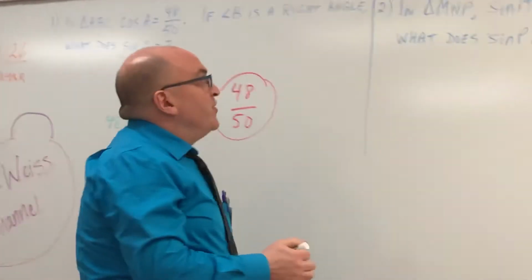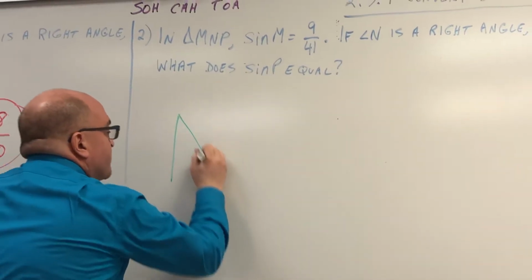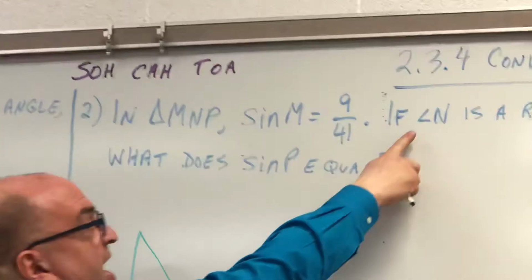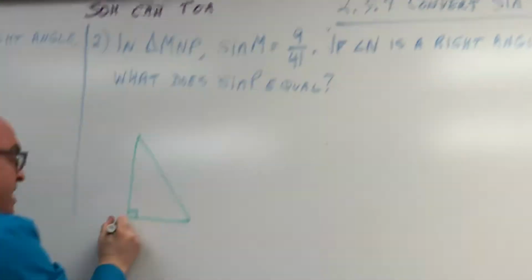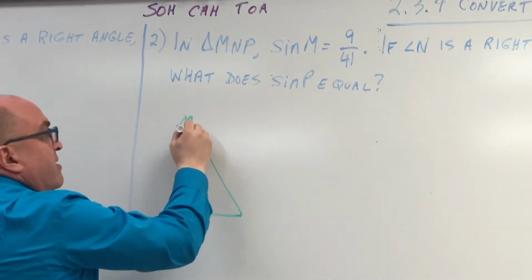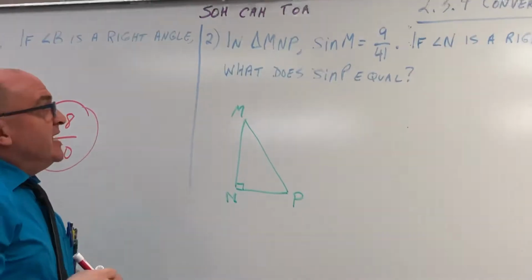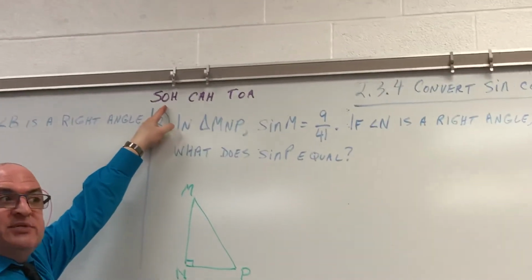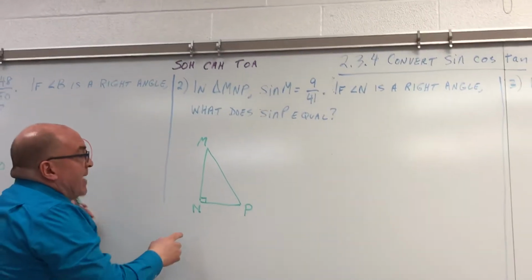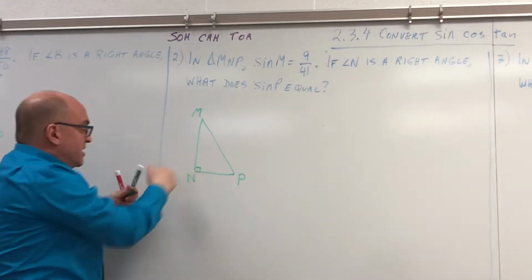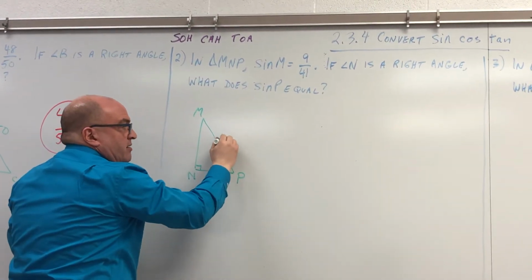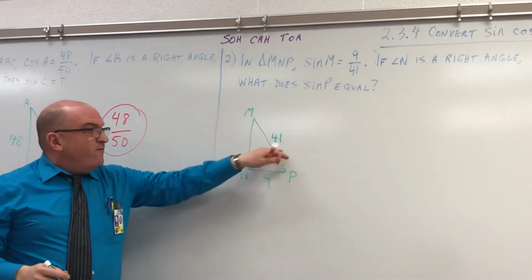Let's do another example. I'm going to draw a right triangle again. We have triangle MNP, and I see that angle N is the right angle. I'm going to put N here. I'm going to put M here and P here. It says sine M is 9 over 41. What's sine? Opposite over hypotenuse. Which is opposite? Is this the opposite? No. Is this the opposite? No. This is the opposite, right? Opposite M is across from M. And what's the hypotenuse? This one, right? Does everyone understand why 9 is here and 41 is here?